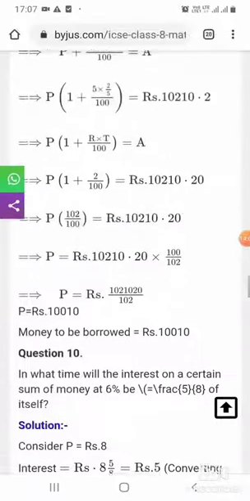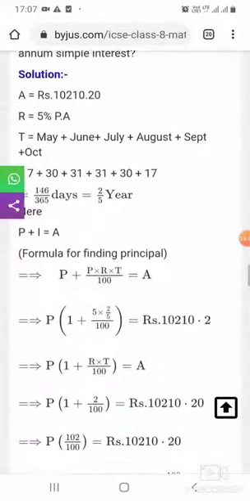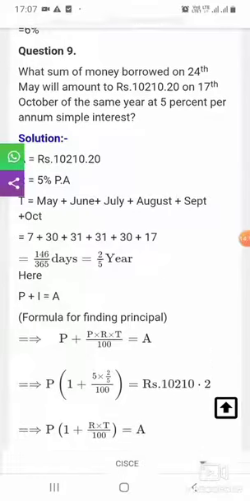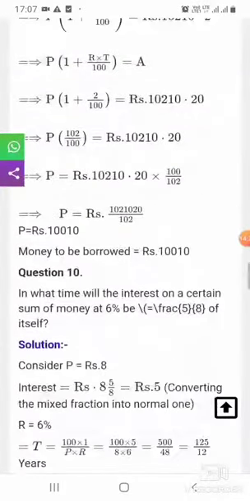So you can understand here what the given data is. Time was given in days, so we have to count the days. When we convert the days into years, we should divide the value by 365. Now let us move to the 10th problem here.